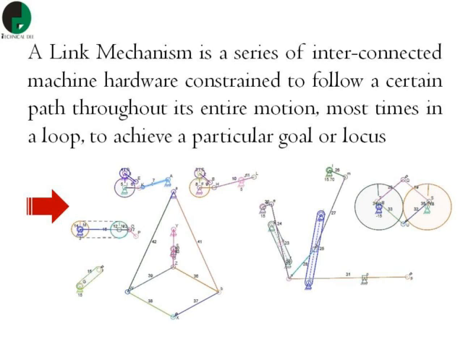A link mechanism is a series of interconnected machine hardware, constrained, designed, and destined to follow a certain path throughout its entire motion. Most times, machines are designed to move in a repeated way and follow a certain path continuously, and they are designed to achieve a particular goal or purpose.